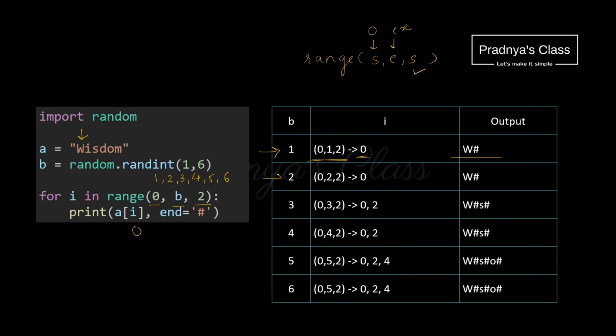If we consider 2 as the value of B, the loop will be range(0, 2, 2). Again with the value of 0, this loop will execute once. Value of I is nothing but 0. So again we will get W hash.